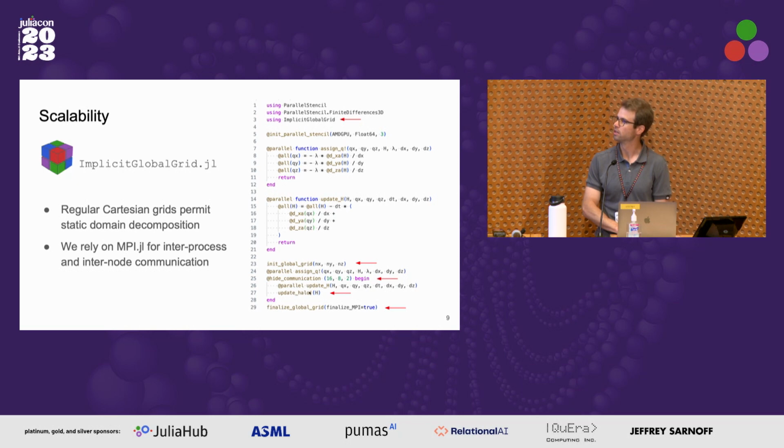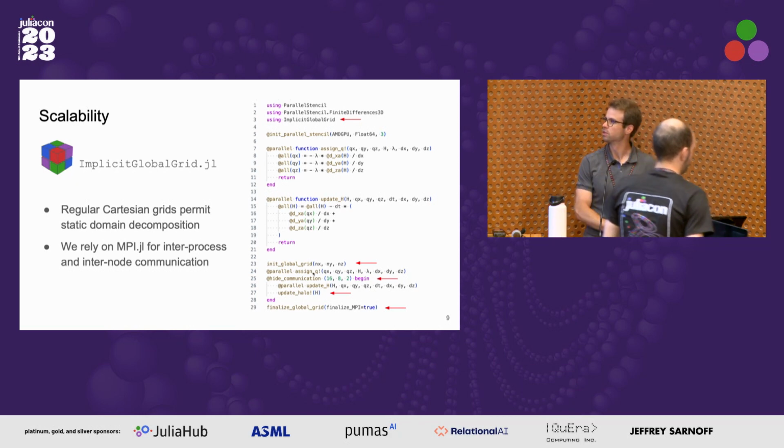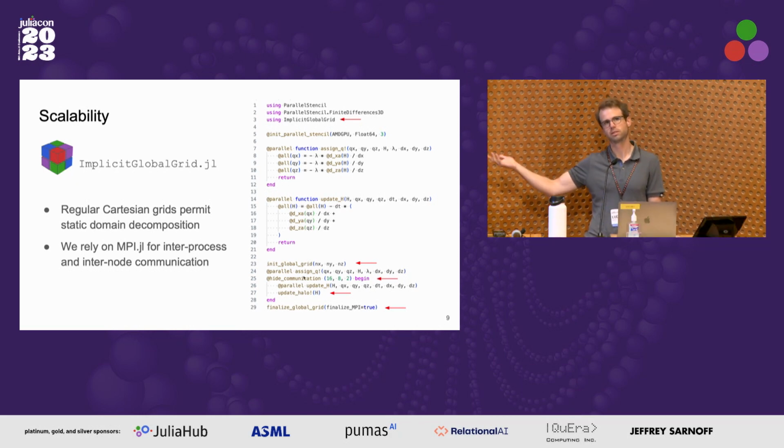Then I can make an update halo, so exchange the internal boundaries of the array H that I need to, so that basically my physics don't know that they're cut into pieces, and at the end just tear down the MPI and the implicit global grid. And on top of that, we introduce something so we can even hide computation behind communication.